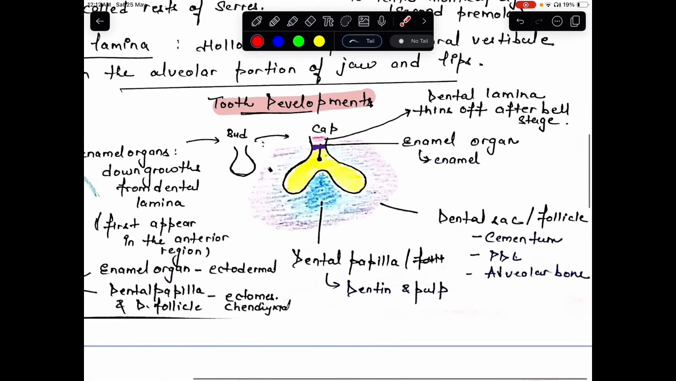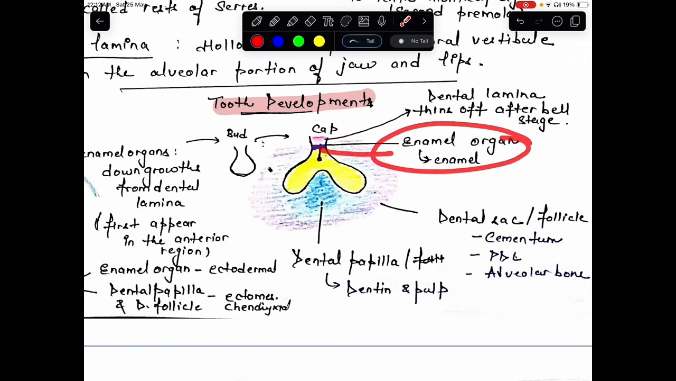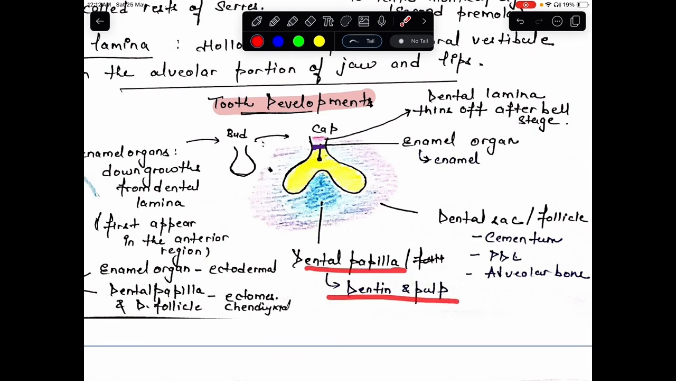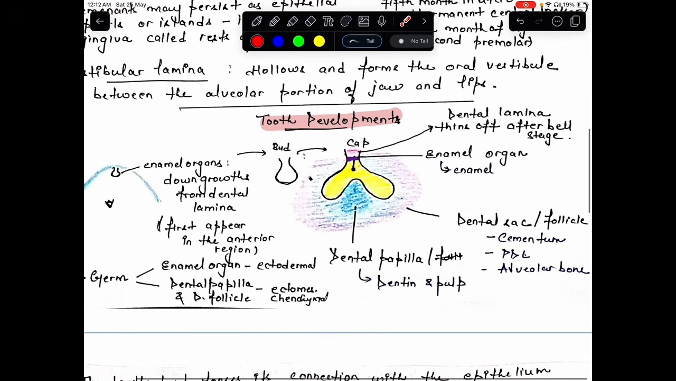Now going to the enamel organ. The enamel organ gives rise to the enamel, and the dental sac forms cementum, periodontal ligament, and alveolar bone. The dental papilla gives rise to dentine and pulp. You have to remember this. If someone asks whether cementum is ectodermal in origin, that would be false, because cementum is ectomesenchymal in origin, as it originated from the dental sac.